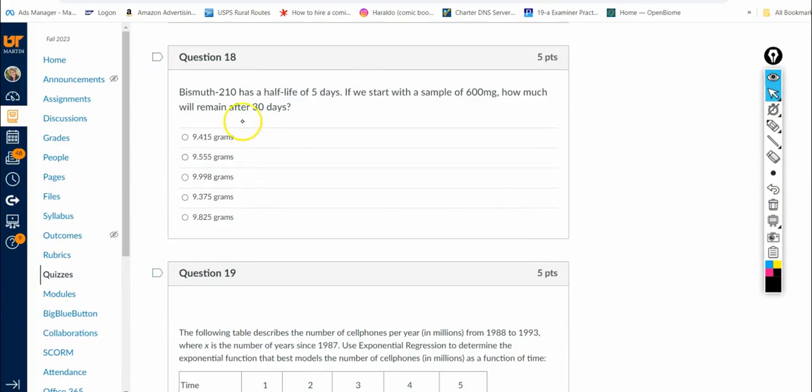Okay. Bismuth has a half-life of 5 days. If we start with a sample of 600 milligrams, how much will remain after 30 days? Okay. Well, let's get our formula.